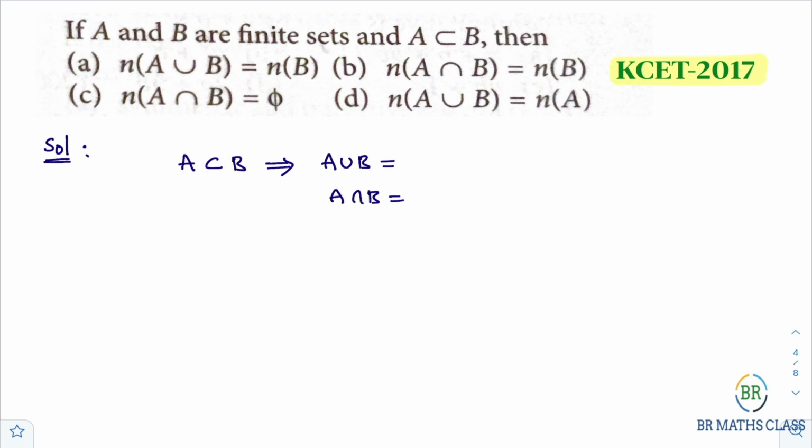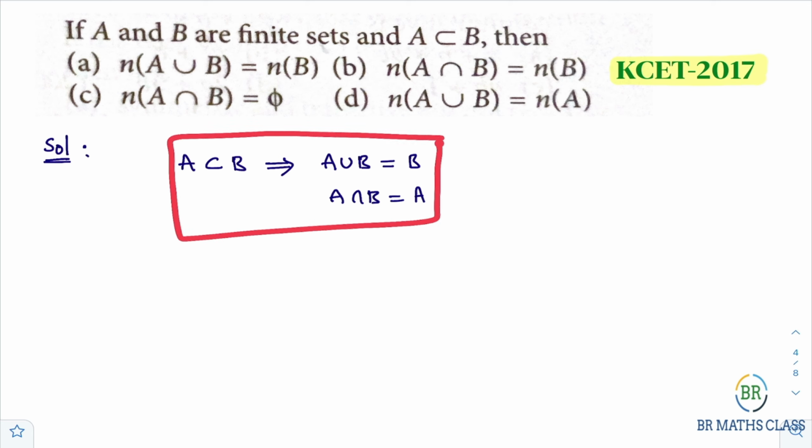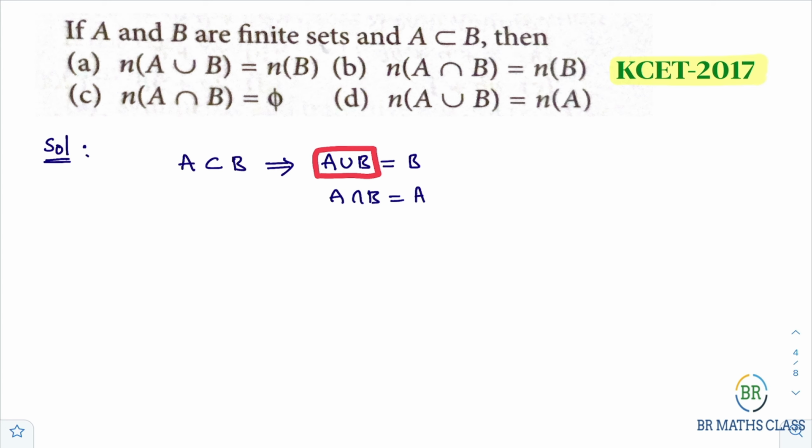When we do union, we will get the bigger set. A union B equals B. When we do the intersection, we will get the smaller set, which is A. In the theory part, I gave a detailed explanation for this point. When A is a subset of B, A union B is B, and A intersection B equals A. Here, A union B is one set, and B is also one set. They are saying that these two sets are equal. Two sets are equal means they must be equivalent. Equivalent means the number of elements in both sets must be the same.